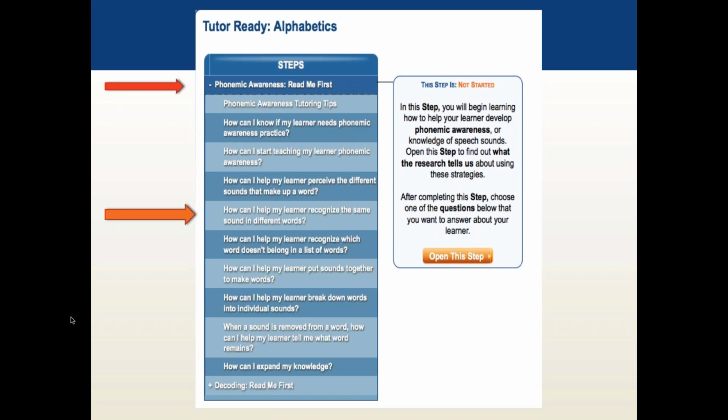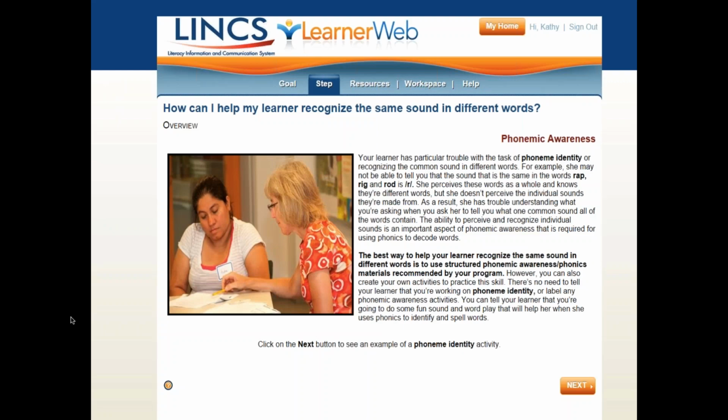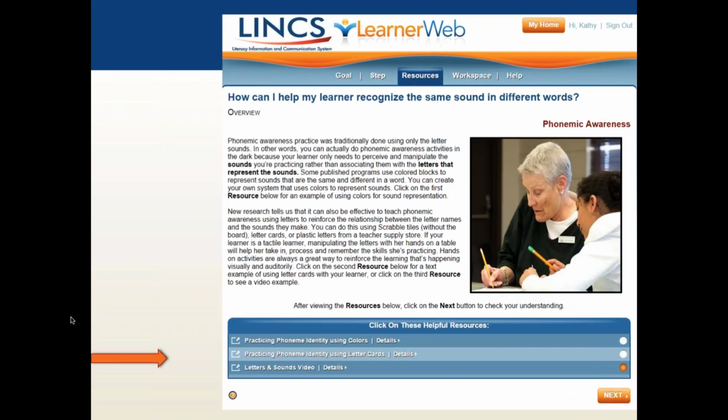So for example, there's a question, how can I help my learner recognize the same sound in different words? And so once you choose that question, this is what comes up. And so you've got bite-sized text that really drills down to the most important things going on if your student is having trouble recognizing the same sound in different words. And so you'll see an answer to the question in bite-sized chunks. And then at the bottom of each page, you'll see where the arrow is pointing, where there is blue.